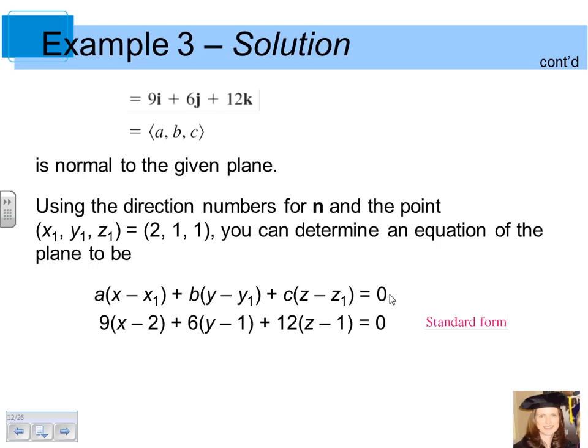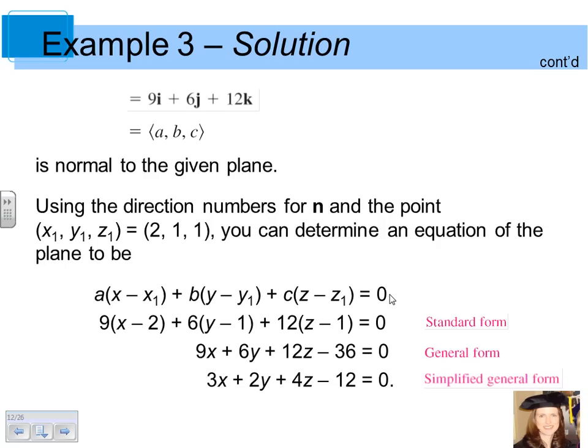Now if you distribute the coefficients and simplify, you get the general form for the equation of the plane. It can be further simplified, as you can see here, that all of the coefficients and the constants are divisible by 3, so you can further simplify it by dividing by 3.